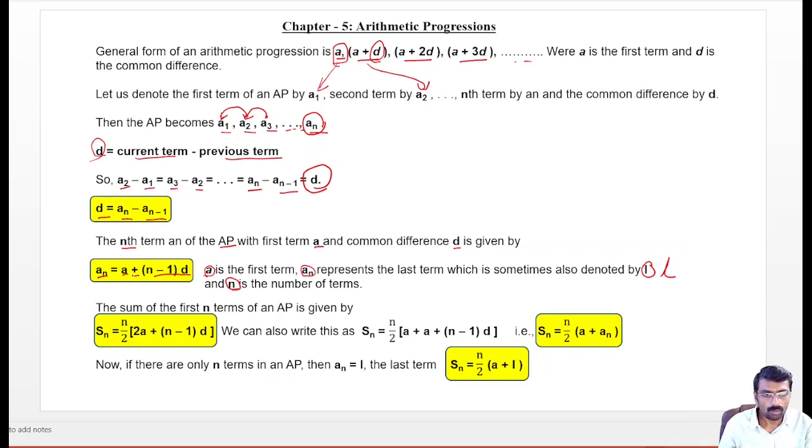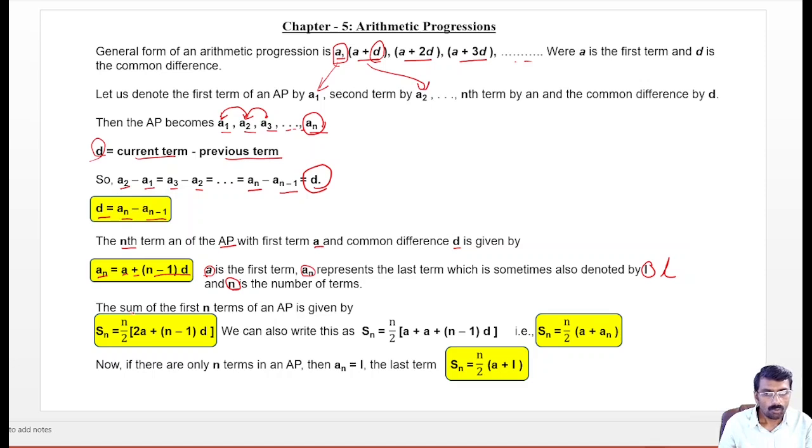So AN is equal to A plus N minus 1 D. AN is the last term, A is the first term, N is the number of terms, and D is the common difference. This is the formula used to obtain the nth term of an AP.